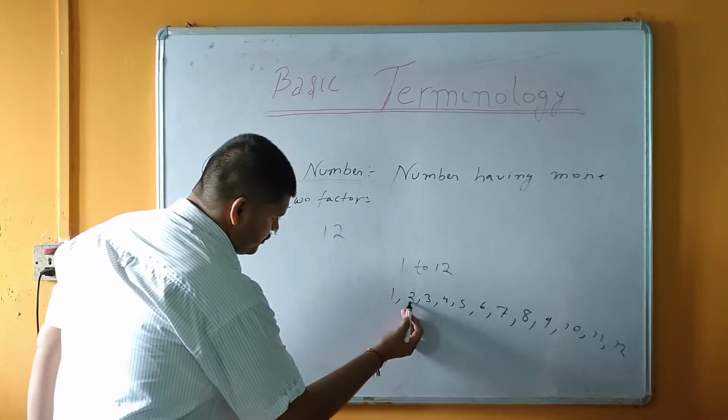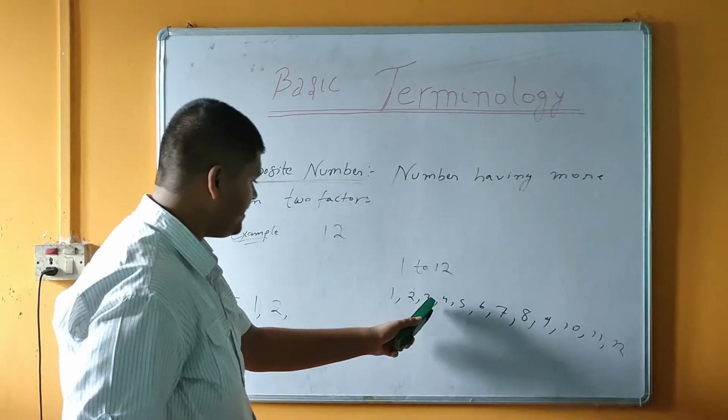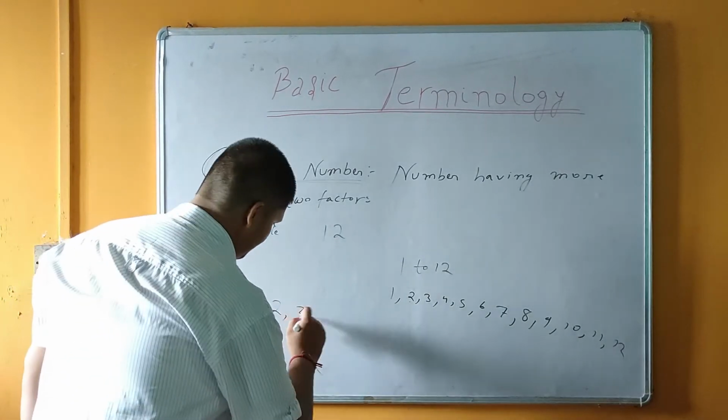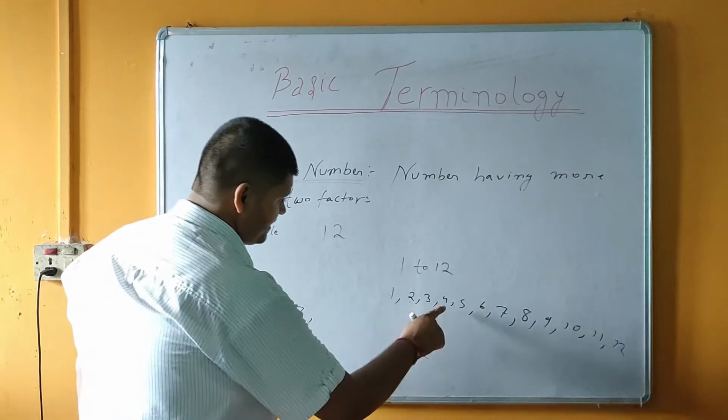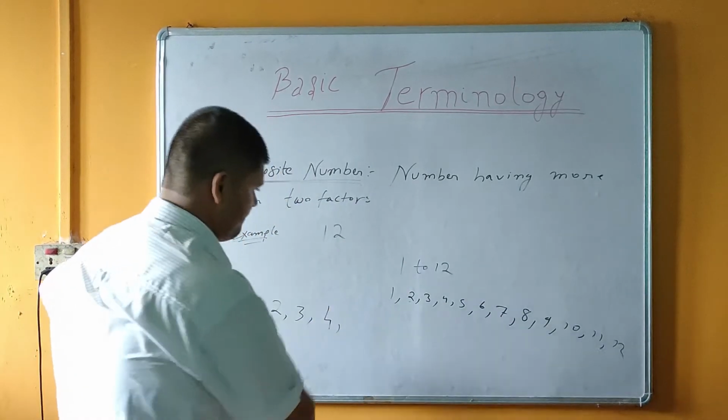In the table of 2, this 12 will occur. So 2 is also a factor. In the table of 3, this 12 will occur. So 3 is also a factor. In the table of 4, this 12 will occur. So 4 is also a factor.